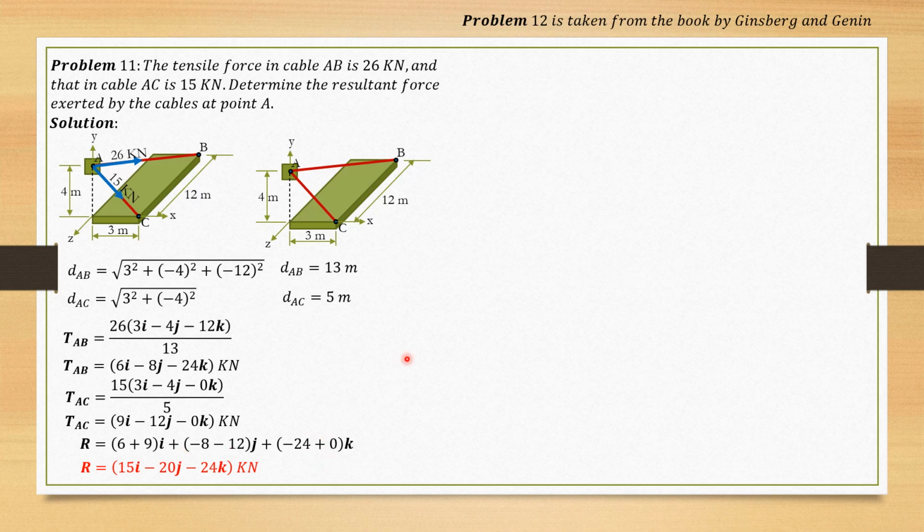And that's it. The magnitude is square root of 15 square plus 20 square plus 24 square.